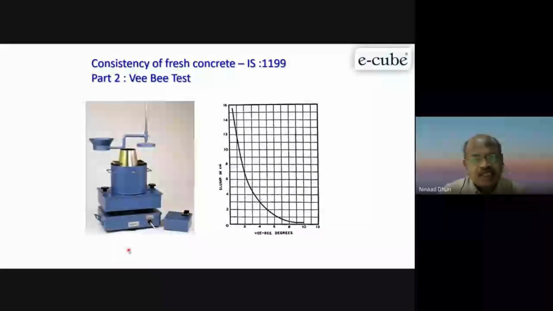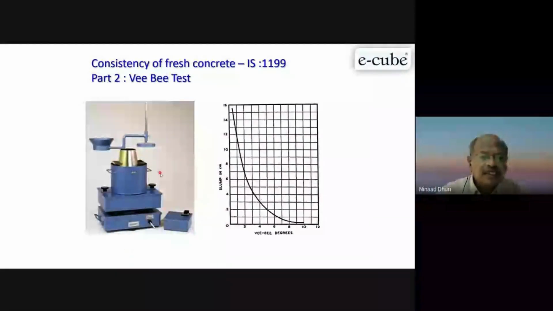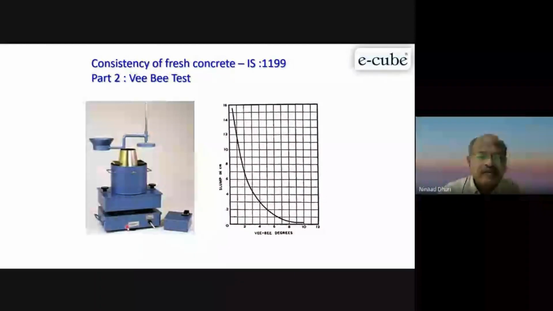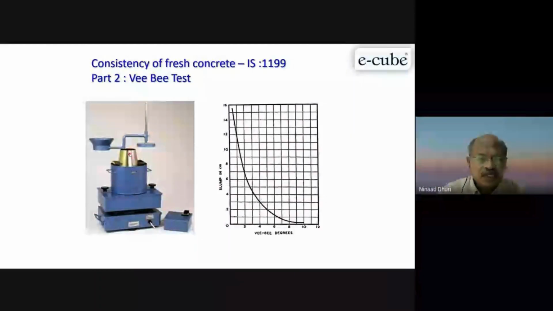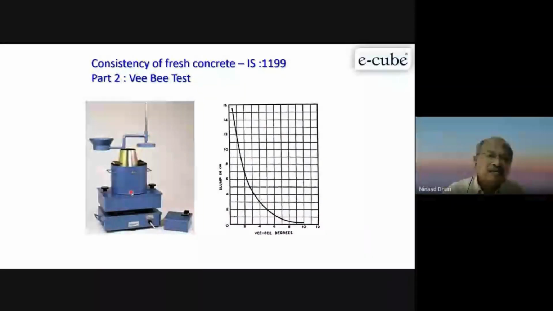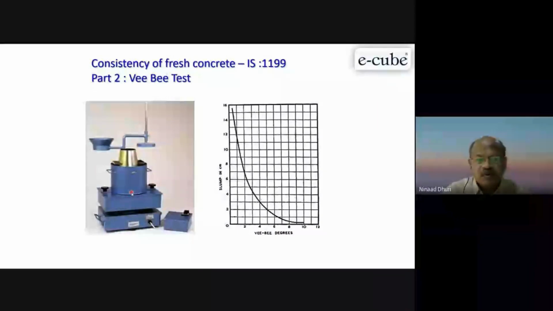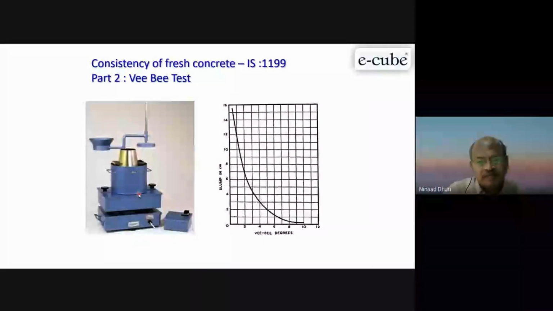Now, the next test is the VB test. This is basically the same slump cone test, but it is fitted on a vibrator. So once you fill this cone, it will become a frustum of cone. You remove the cone, put this glass plate and start your vibration. This frustum of cone becomes a cylinder once the concrete touches the glass. The time taken from frustum of cone to cylinder is called VB time.